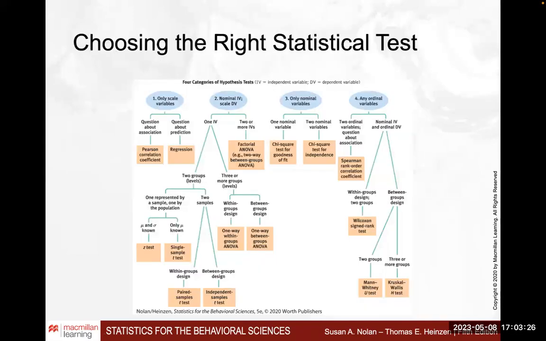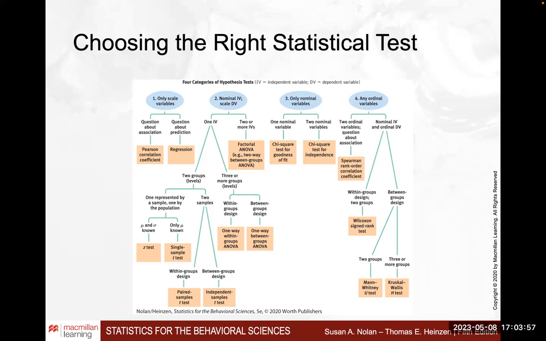And lastly, we have a nominal independent variable and ordinal dependent variable. So if we have a within groups design with two groups, we would use a Wilcoxon signed rank test. The Wilcoxon is basically the non-parametric brother of a paired sample t-test. It again creates a signed rank, and it basically uses the ranks, and thereby circumvents the problem of the data not being normally distributed.